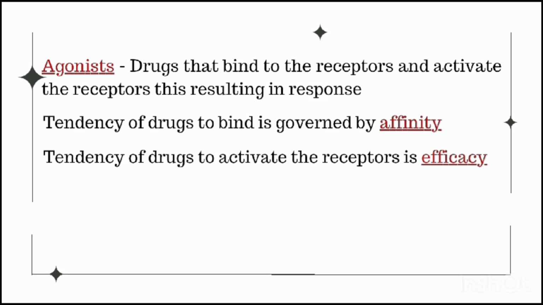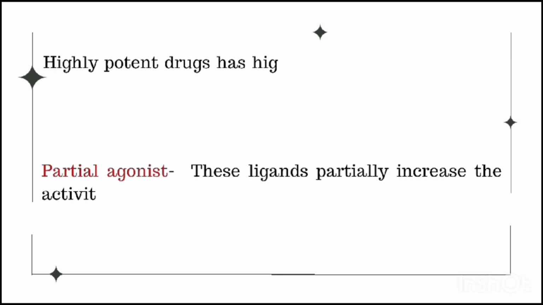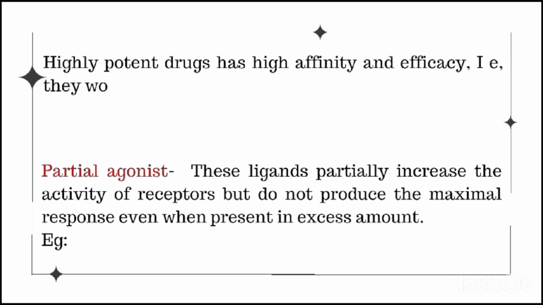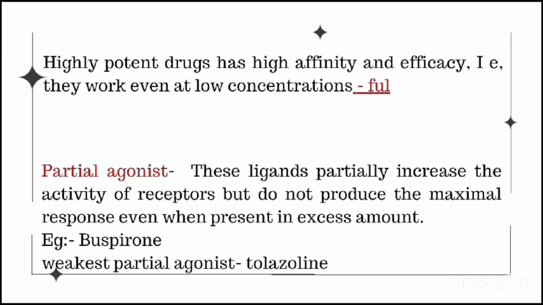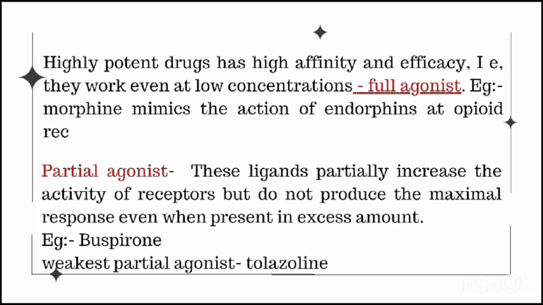Now based on this affinity and efficacy, agonists can be classified into three: full agonist, partial agonist and inverse agonist. What is a full agonist? They are highly potent drugs with high affinity and efficacy. It means even when you give them in low concentration, they give full potential or full result. Example is morphine. Partial agonists do not produce maximal response even when they are given in excess amount. Example is buspirone. Now the weakest partial agonist is tolazoline. This is about full agonist and partial agonist.